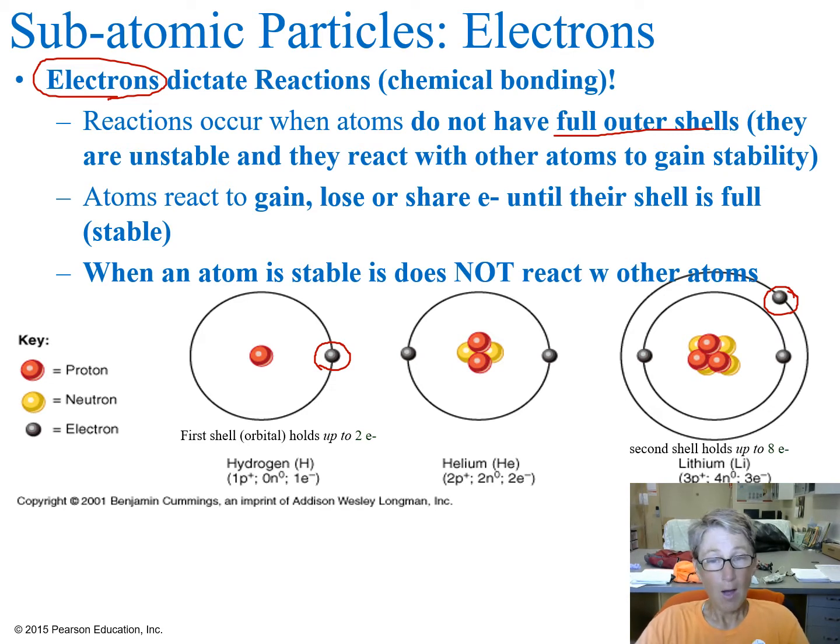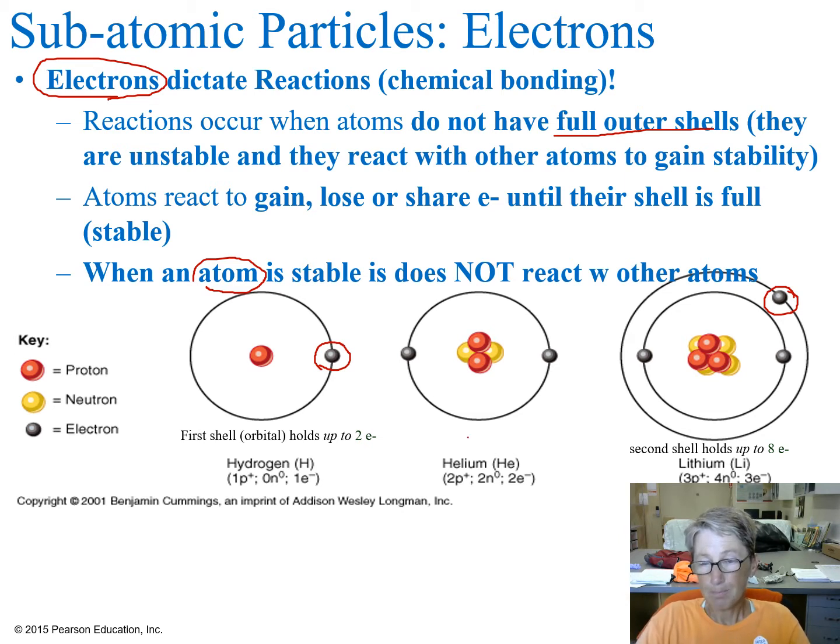If your outer shell is not full, then you, as an atom, are unstable. And you will react with other atoms to try to gain stability. So if you are an atom, and you don't have a full outer shell, you will react to either gain electrons, lose electrons, or share electrons until your outer shell is full. When your outer shell is full, you are stable. And who doesn't want to be stable? I mean, we all want to be stable, right? So do atoms. If, on the other hand, an atom is stable, it does not react with other atoms.